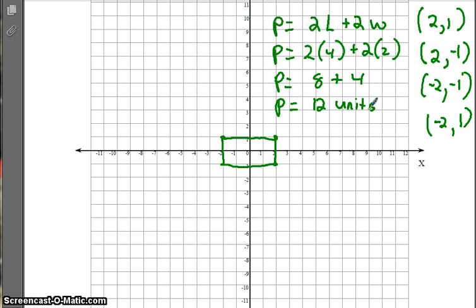And the area of a rectangle equals length times width. So area equals 4 times 2. A equals 8 square units. As simple as that. Really easy.